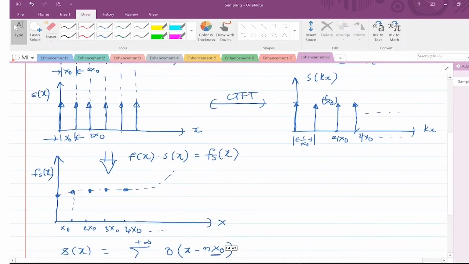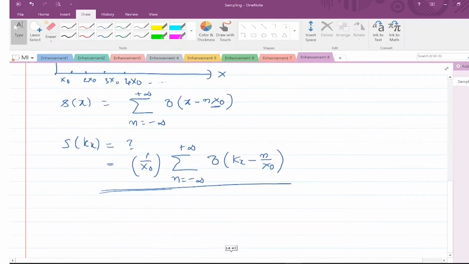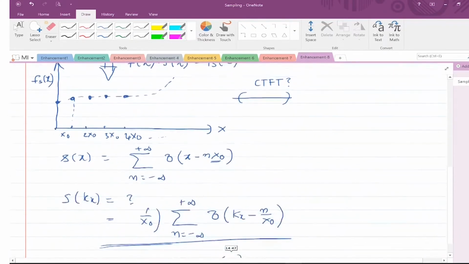Now what we would like to further figure out is what would be the CTFT of this sampled version of f of x. To do that, let's first write the expression for the resulting function. Let us call that new function fs of x, the sampled version of f of x. This is obtained by multiplying your original f of x with the impulse train s of x.